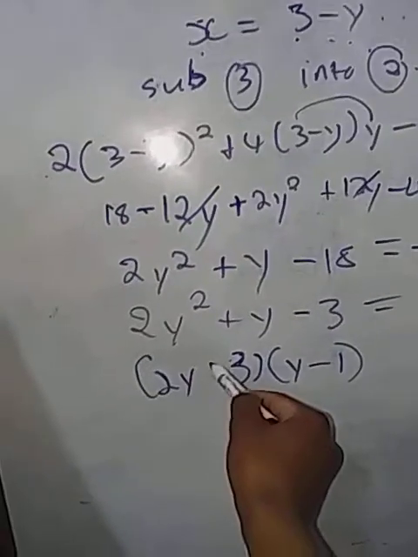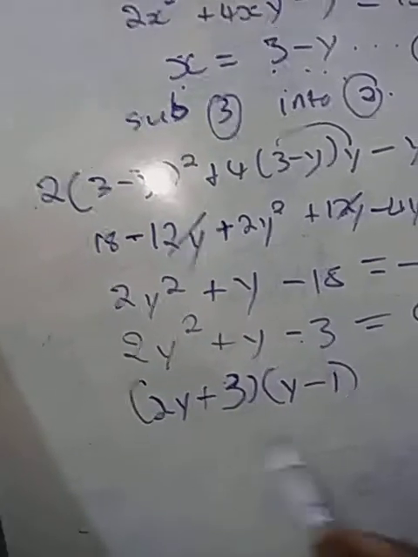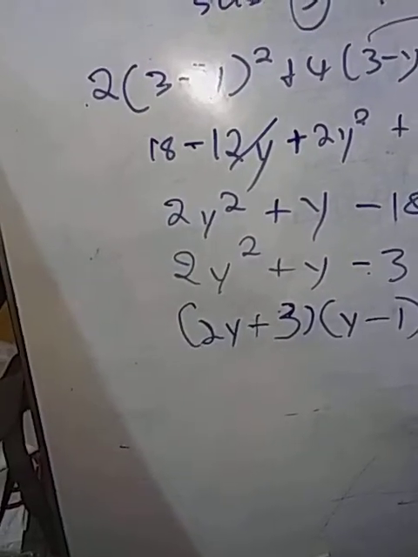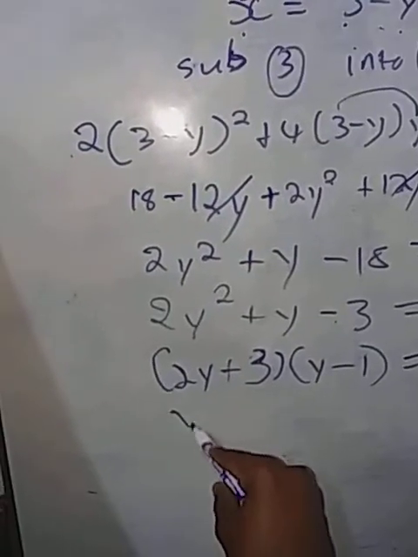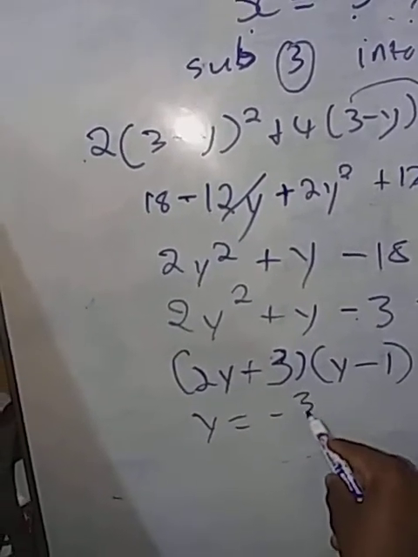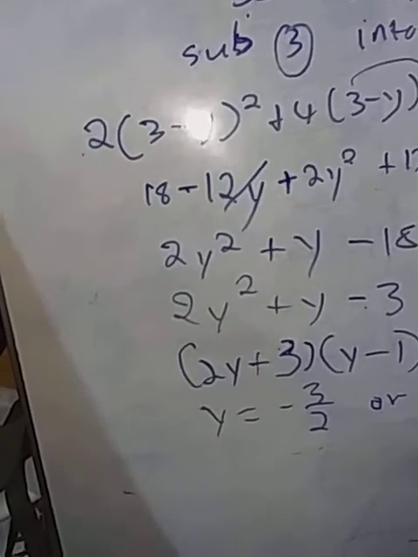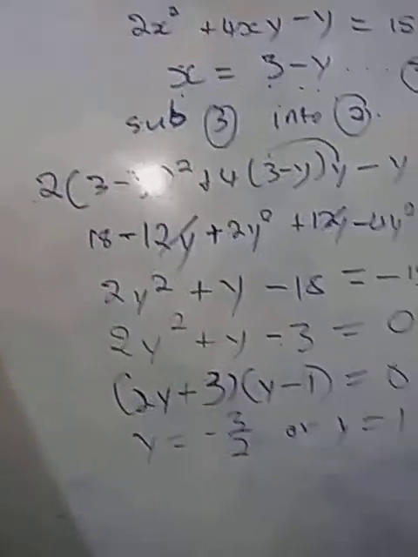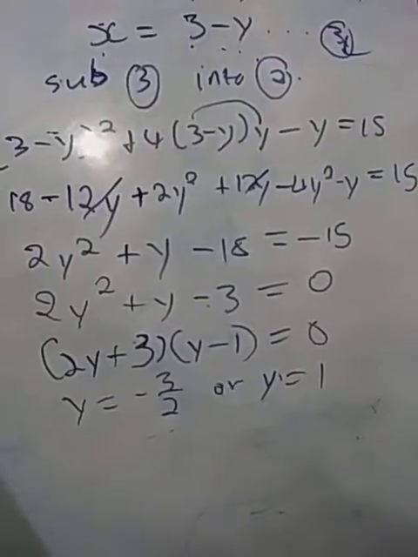Then you can just put positive here. Since this one is negative, it means they must have opposite signs. Then equals to 0. Therefore, your y is equal to -3 over 2, or y is equal to 1. This was so long. Now you can just take your y values and substitute them in.